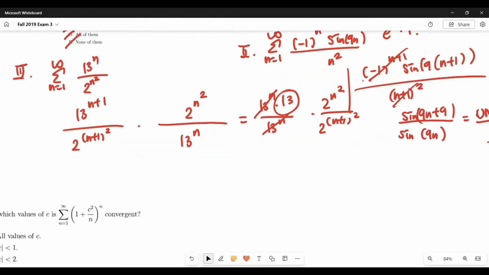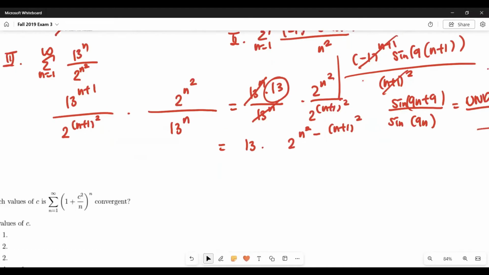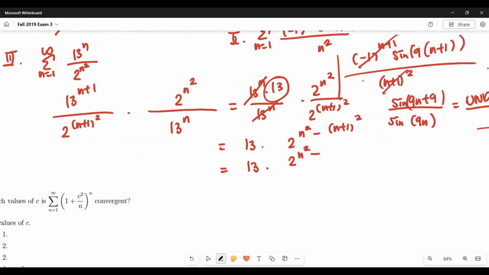And this part, which we can do 13 times 2n squared over 2(n+1) squared. We can write that, right? Because it's just dividing the values, so we can write it in this format. So it's just algebra. So 13 times 2n squared over 2n squared plus 2n plus 1.